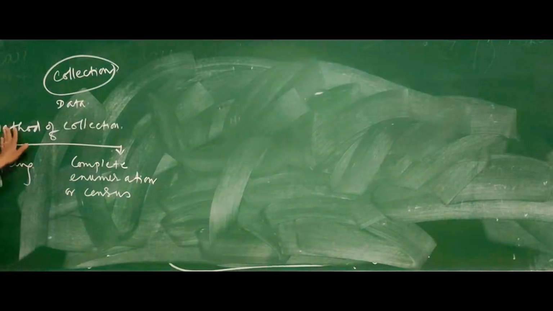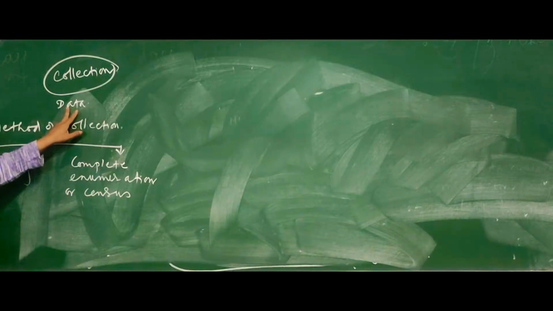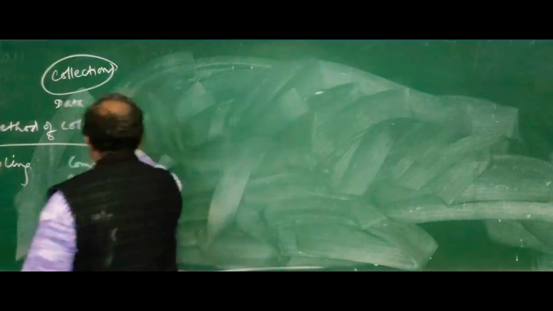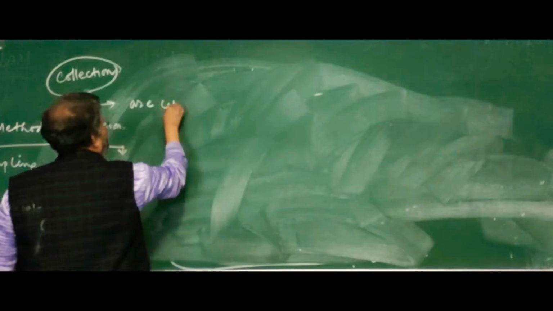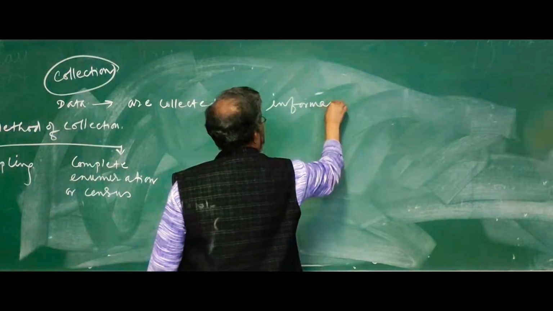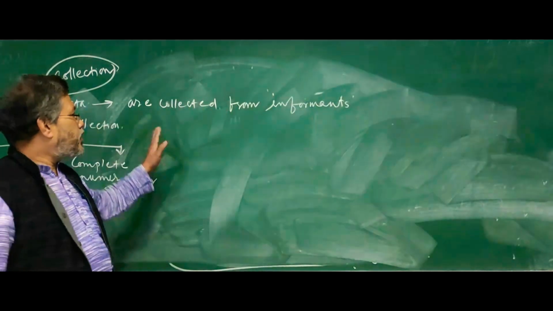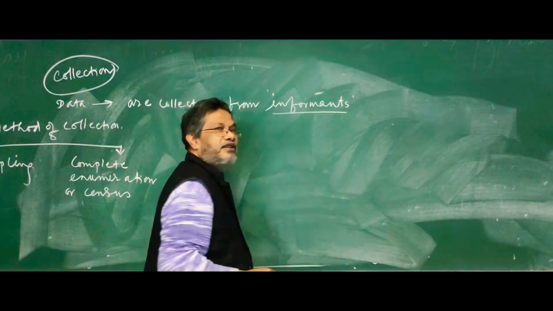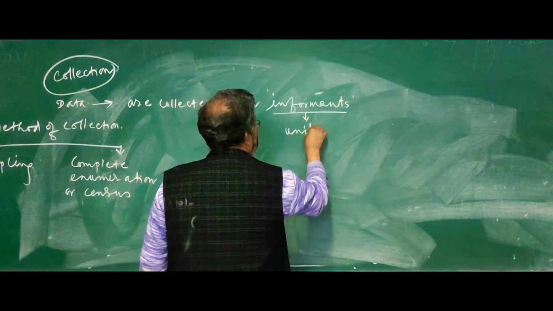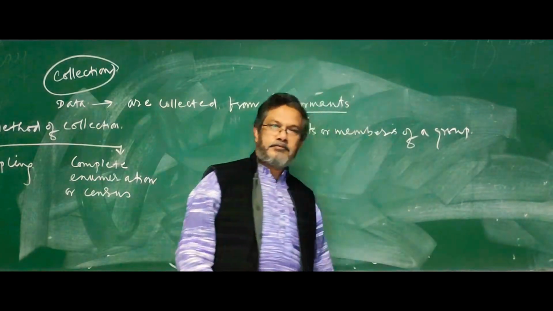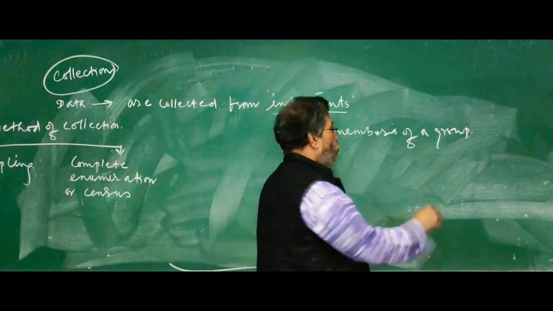Sampling, complete enumeration: methods of collection of data. Data are collected by whom? From whom? The data are collected from informants. Information is collected from the individuals. They are called informants. They are called units or members of a group. What kind of group?